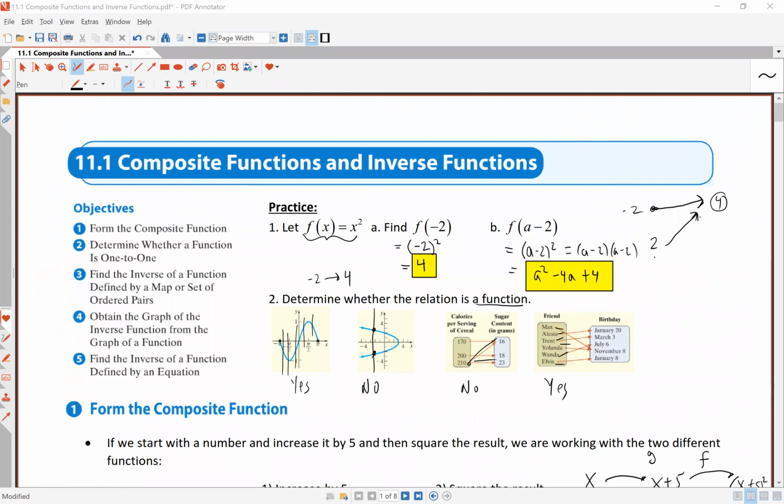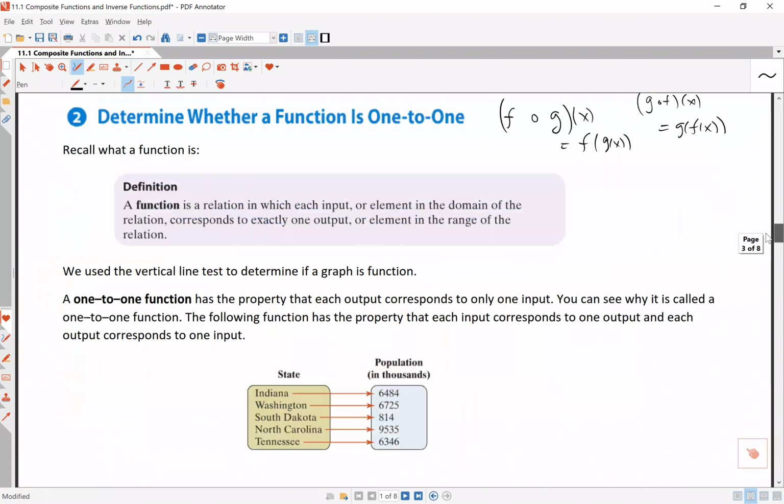This video covers section 11.1, Composite Functions and Inverse Functions. Objective 2, determine whether a function is one-to-one. Recall what a function is, and then we can talk about the further restriction in order to be one-to-one.